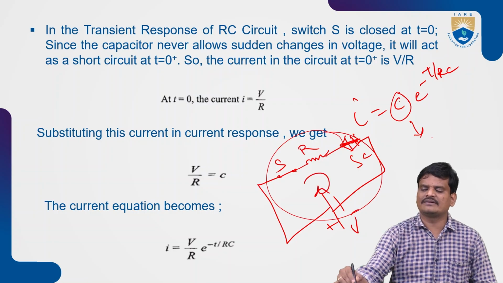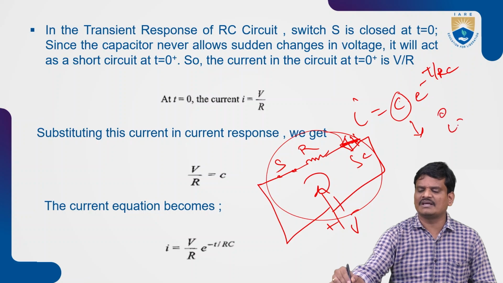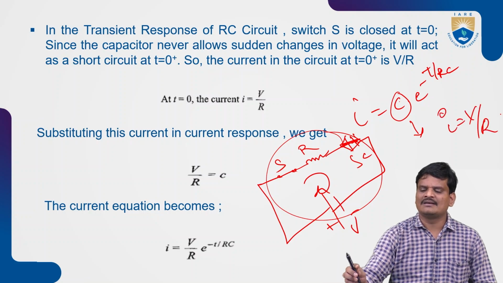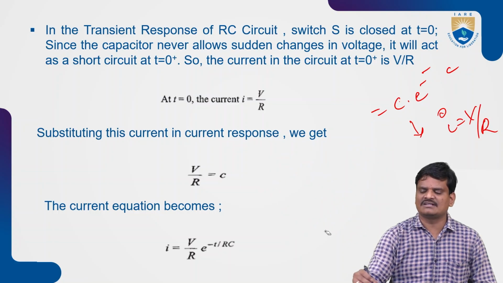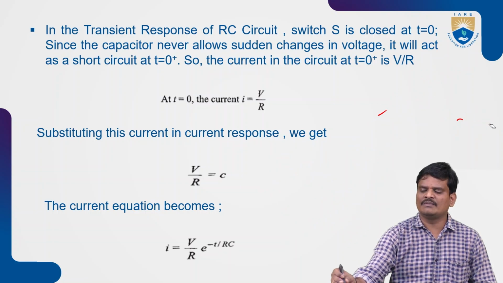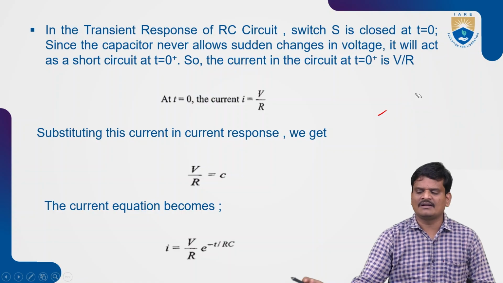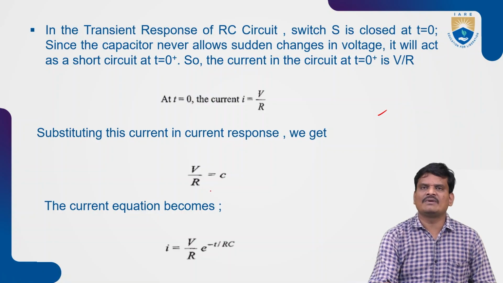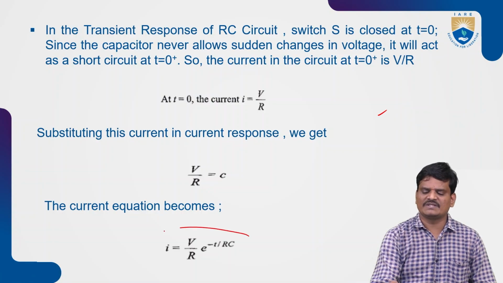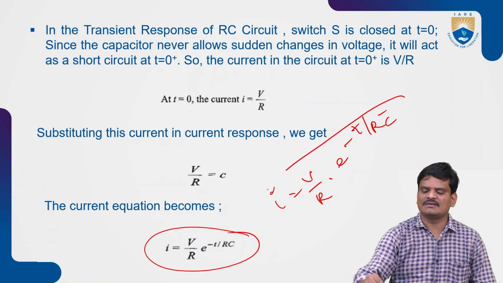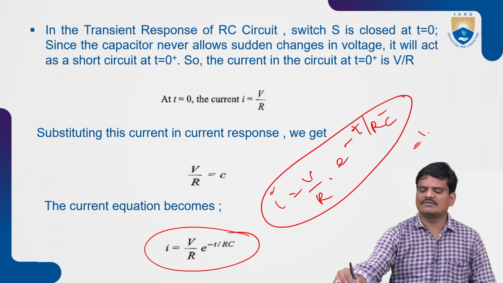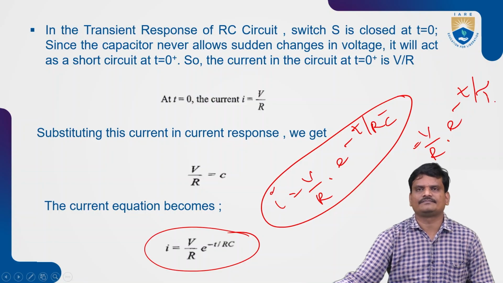If it is a resistive circuit, what is the current flowing in this particular circuit? I is equal to V by R. That is, at t equal to 0 plus, the current flowing in the circuit is considered as I equal to V by R. Now you see here, just substitute the value of C as V by R. Now the expression for total current can be obtained as I equal to V by R into e to the power of minus t by RC, or else it can also be written as V by R into e to the power of minus t by tau.